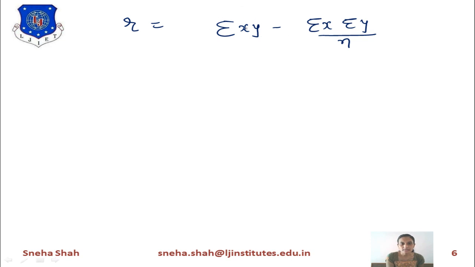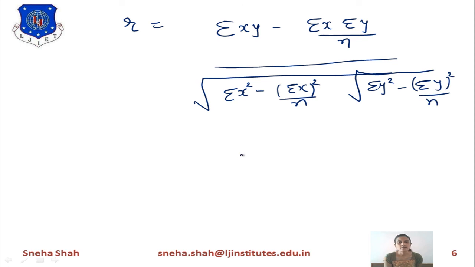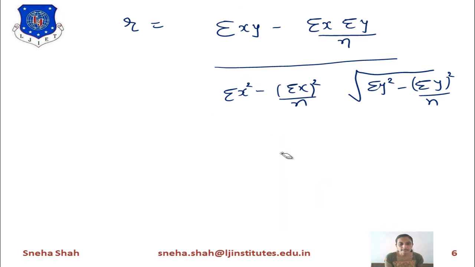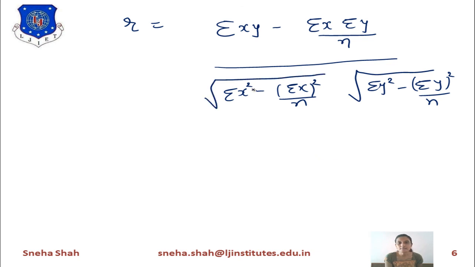Now we have to find out summation xy, meaning first of all we will multiply x with y, and then we will add all the terms, which will give us summation xy, upon under root summation x square minus summation x whole square upon n, into under root of summation y square minus summation y whole square upon n. For this, first of all we have to find summation x square. We have already found it: first we found x square and then the value of summation x square.